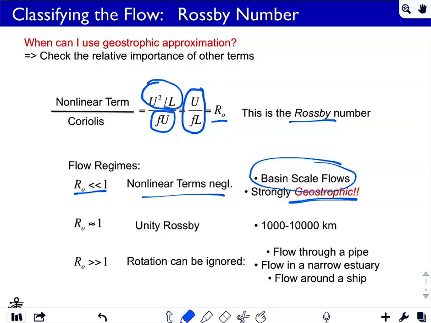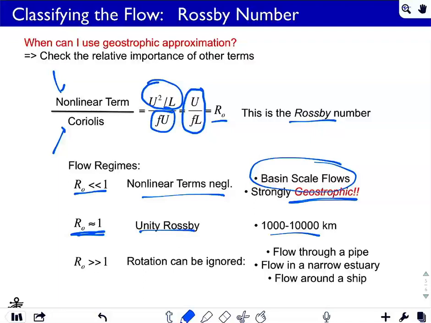If we get closer to 1, meaning the nonlinear term and the Coriolis term are getting on the same order of magnitude, then we have a unity Rossby number, and now we're talking in the order of 10 kilometers or tens of kilometers, typically speaking, and that implies that we can't ignore the rotation and we can't ignore the nonlinear terms. We have to keep both of them in there.